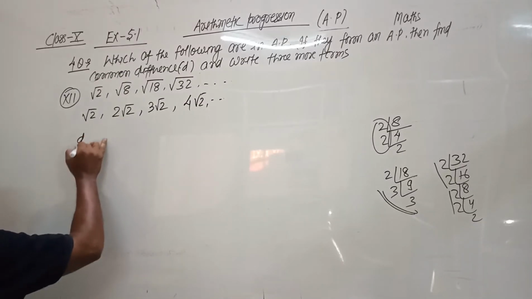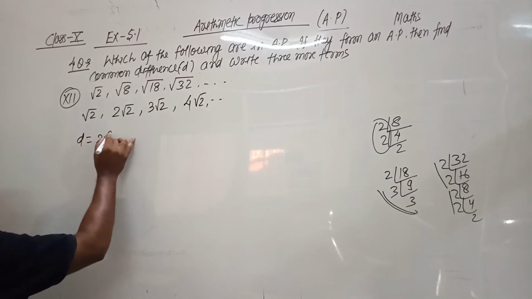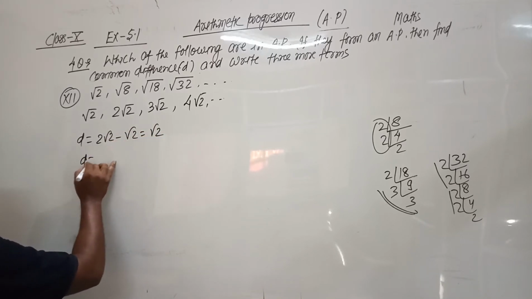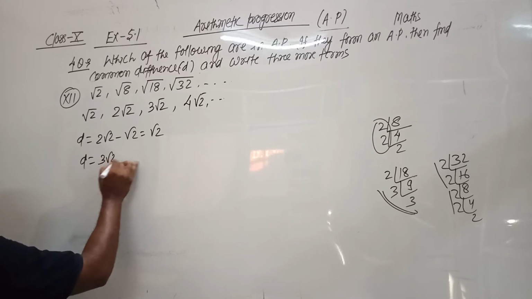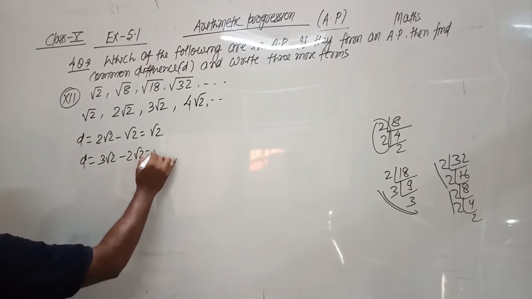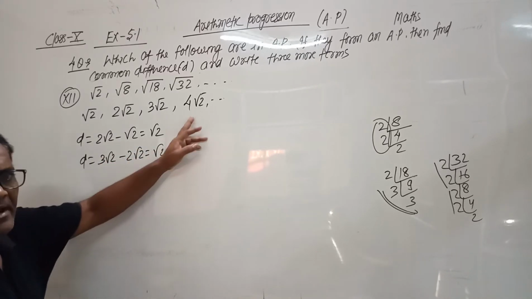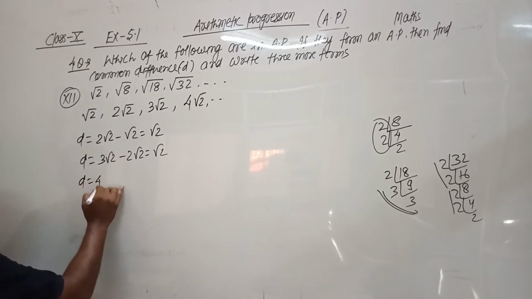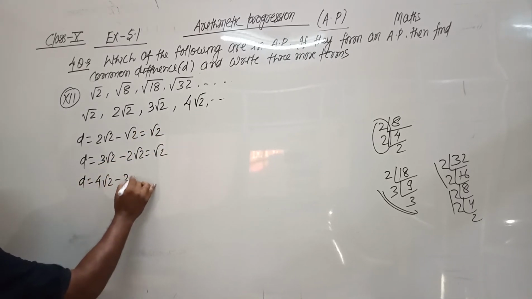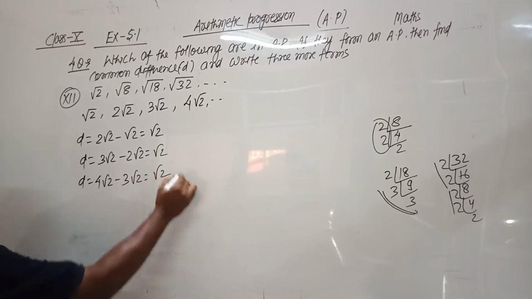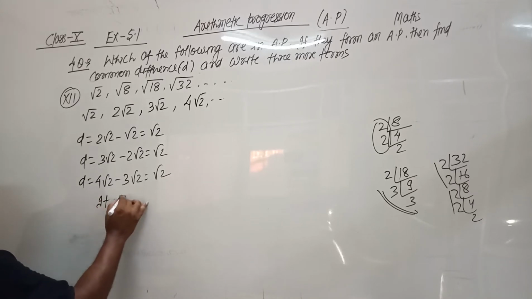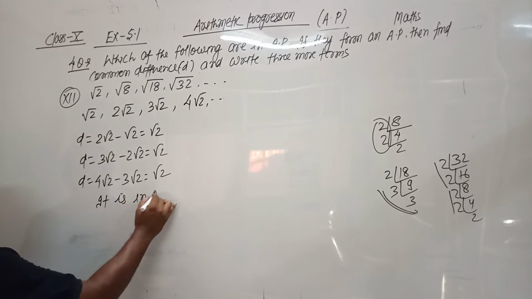So find the common difference. So 2 root 2 minus root 2. This is root 2. Then 3 root 2 minus 2 root 2. This is again root 2. Then 4 root 2 minus 3 root 2, which is again root 2. So the common difference is the same. So we can say that it is in AP.